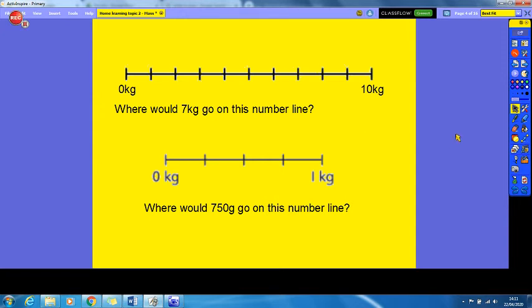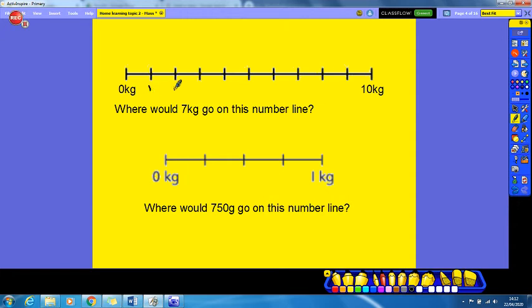Okay, so hopefully you've had a go at this. We know our start point is 0 kilograms, and we know our end point is 10 kilograms. So we need to find out where 7 kilograms will be. Now I think this is going to go up in ones. So this will be 1 kilogram. This will be 2, 3, 4, 5, 6, 7.